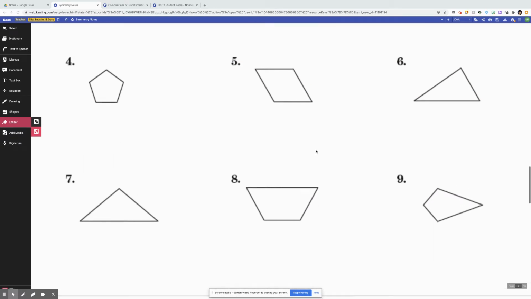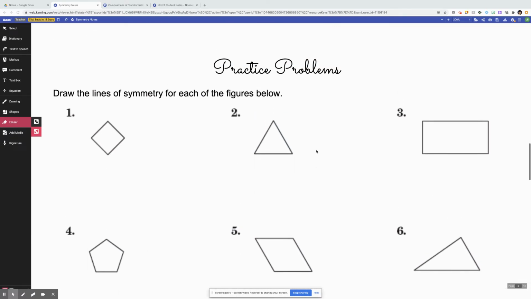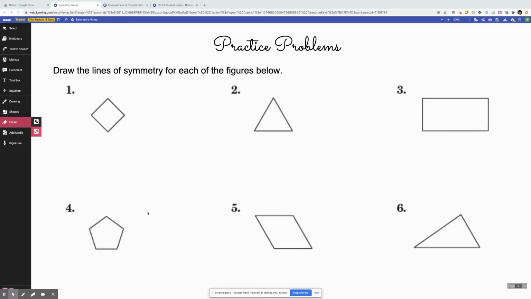So I'm going to do a couple, and then I'm going to have you pause the video and try some of these out on your own, and we'll see how you did. All right. So these are the easiest type of symmetry, in my personal opinion, the reflectional symmetry, drawing the lines of symmetry in there. Really you're just looking for all of the ways that you could take a shape and perfectly fold it in half.